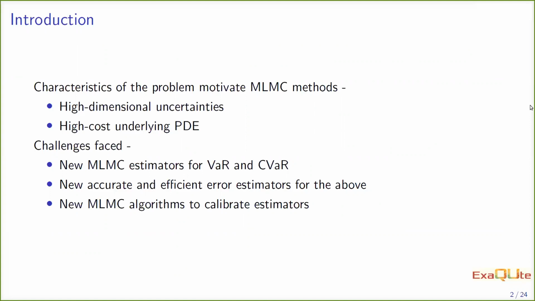The first is that we need to design MLMC estimators for these exotic statistics like the VaR and the CVaR. On top of which, we also need accurate and efficient error estimators for these estimators, because we'd like to use as few computational resources as possible to achieve a certain tolerance on these estimations. Lastly, we'll need MLMC algorithms to calibrate these estimators and to estimate appropriately the required rates and constants, etc.